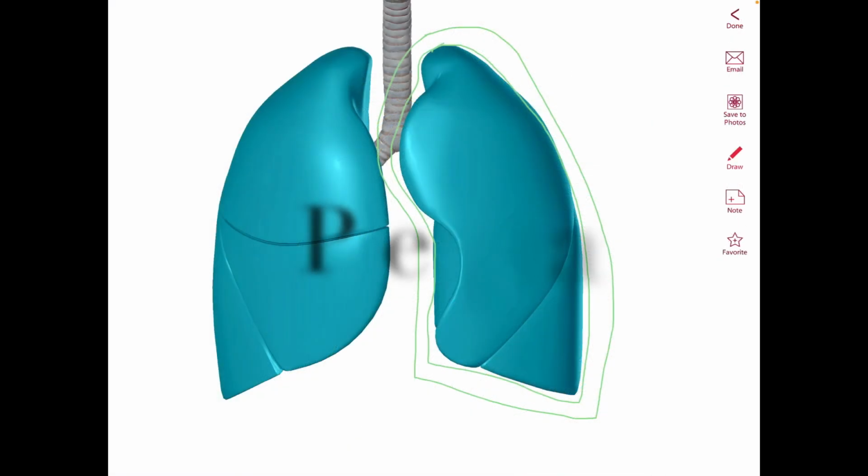Lastly, in this video, let's go over the pleura. The pleura is the serous membrane that is arranged like a closed sac that is invaginated by the lung. So it's a tissue that is protecting the lungs.